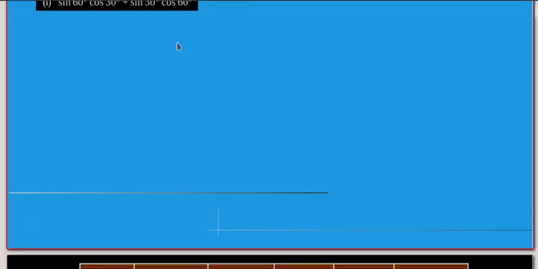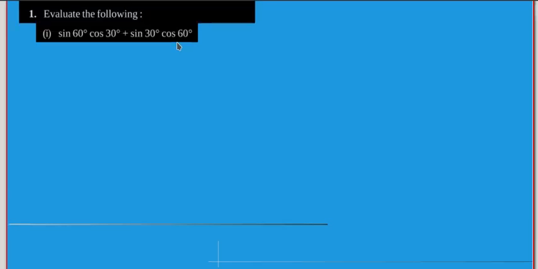So let me substitute all the values here. The values of sin 60, cos 30, sin 30 and cos 60. What is sin 60? The value of sin 60 is root 3 by 2, and cos 30 is root 3 by 2, so root 3 by 2 into root 3 by 2, plus sin 30 is 1 by 2, into cos 60, which is also 1 by 2.